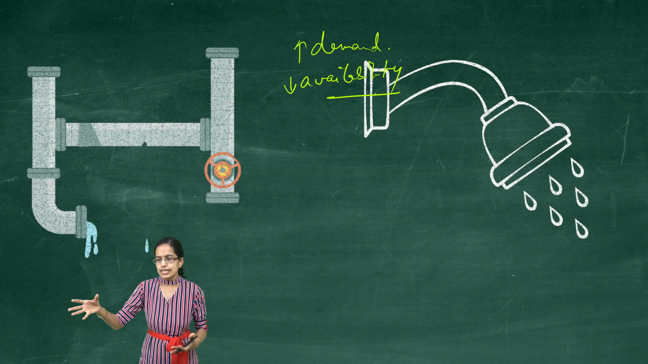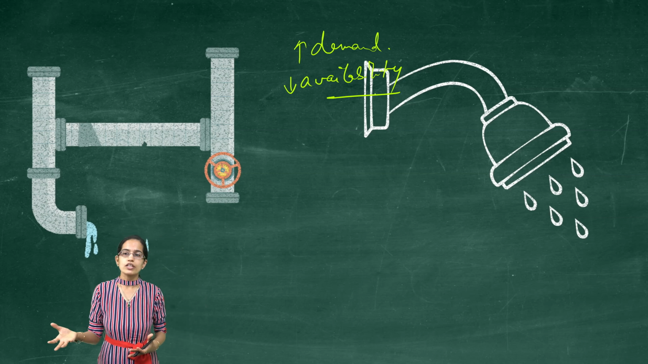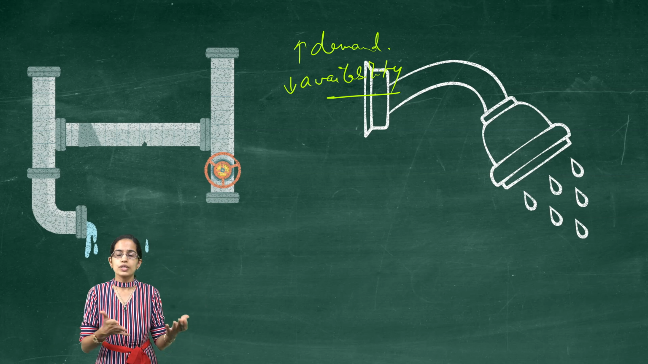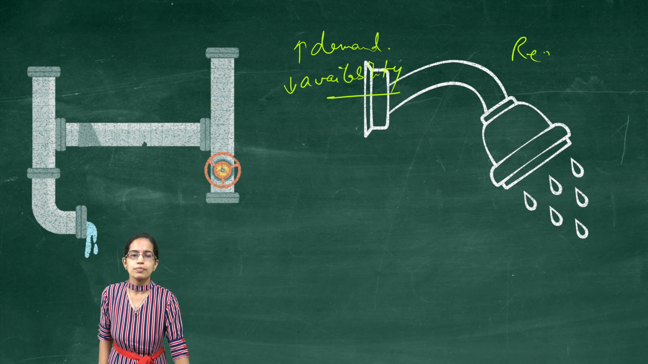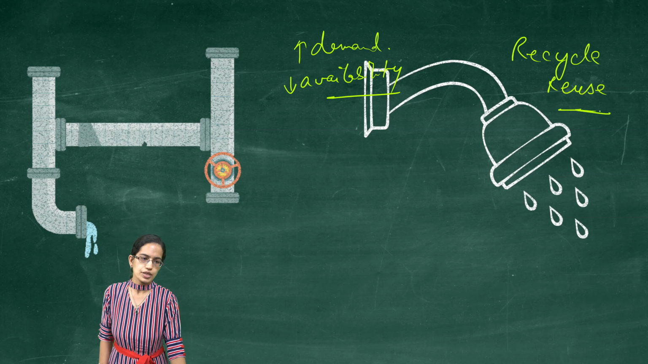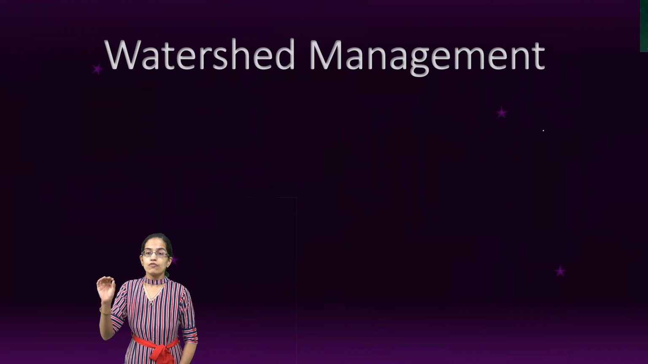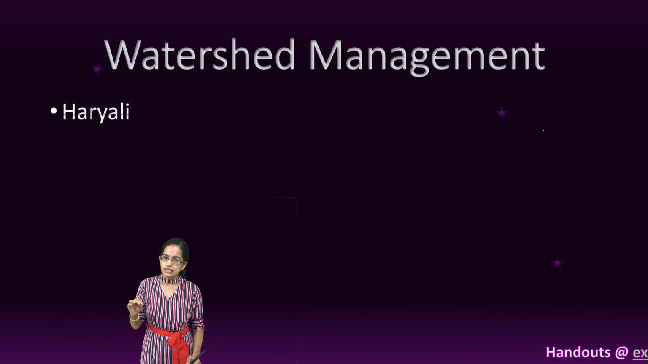And let's say, take a simple example that the water which is used for washing the vehicles could be used for the purpose of gardening. So recycle and reuse of water becomes very important. So how judiciously water can be used is again a very important way of managing the water resources.